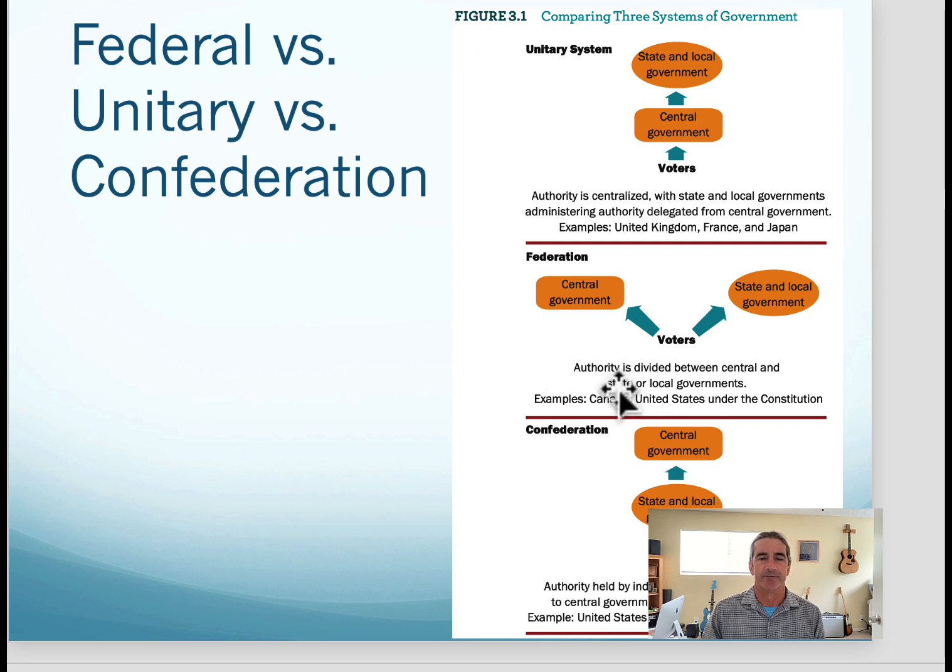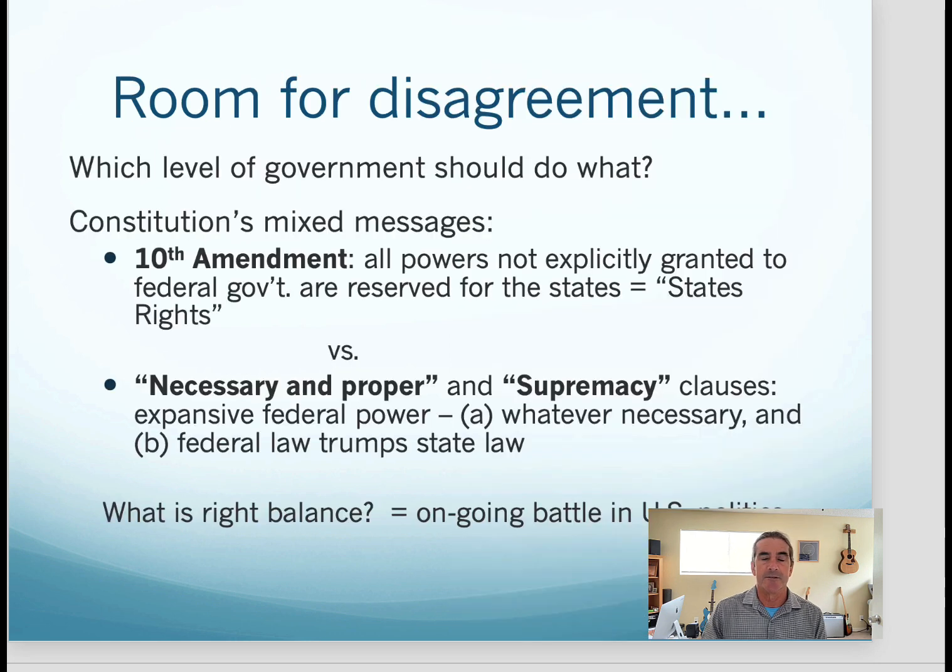But here's our system. Here we have voters, and they vote separately for the central government offices and for state and local government offices. And so authority is divided between the two. And Canada does this, we do this. It's fairly unusual in the democratic world. And what it leads to is room for disagreement. Which level of government, state versus federal, should do what?